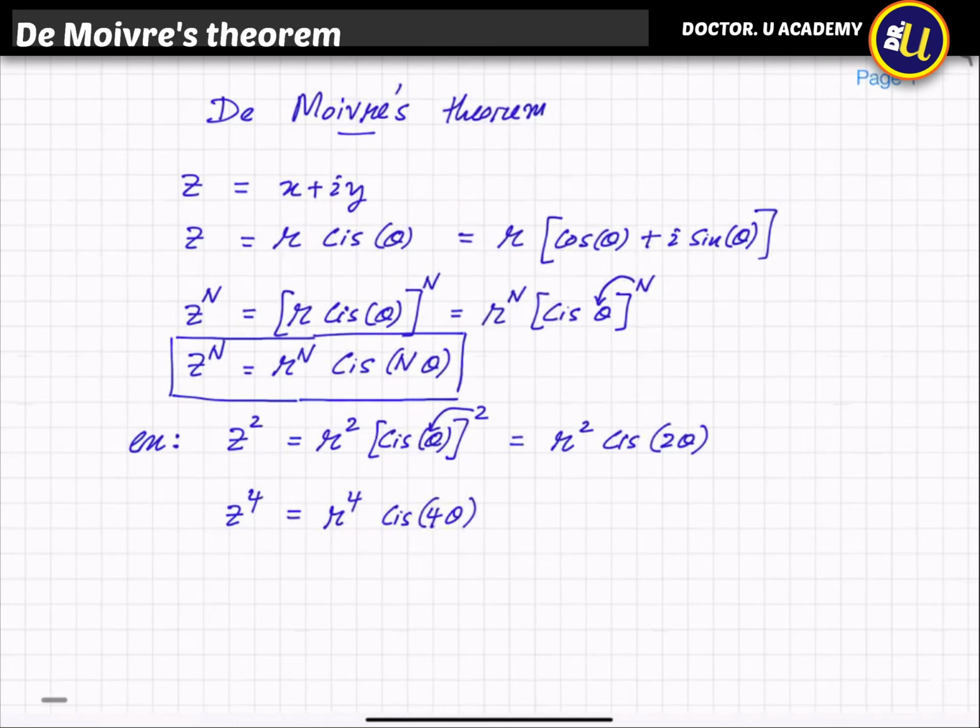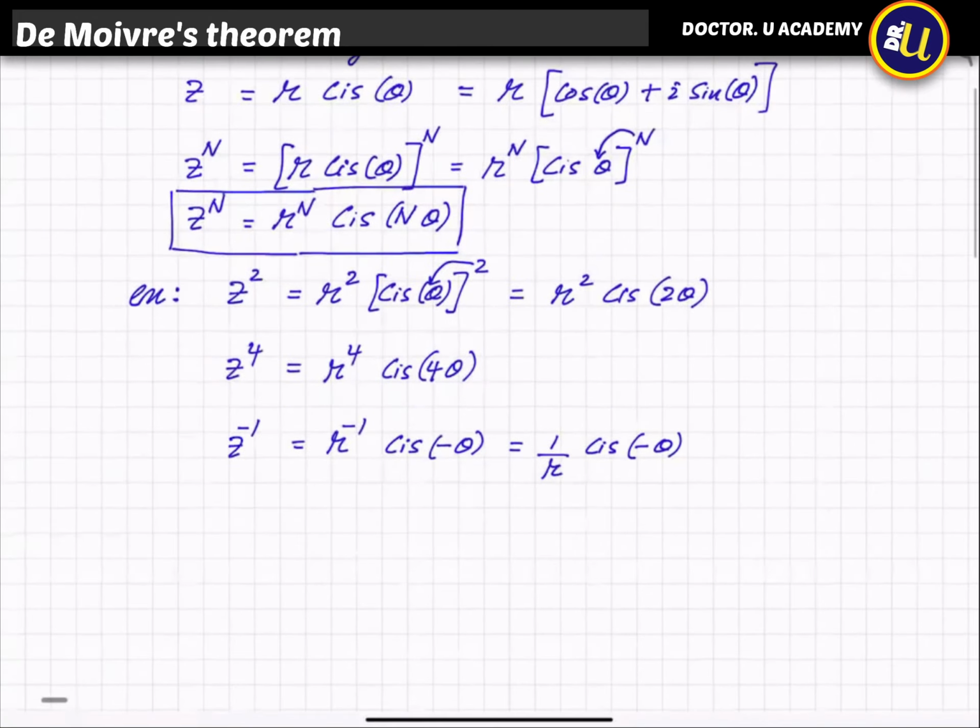And if you want to find z to the power minus 1, this is going to be r to the power minus 1 cis minus theta, right? So this is going to be 1 divided by r cis minus theta. And in general, if you want to find z to the power minus k, it's going to be 1 divided by r to the power k, cis minus k theta.